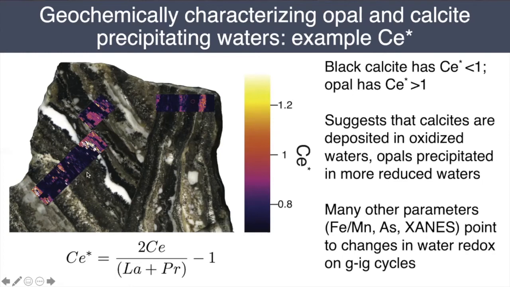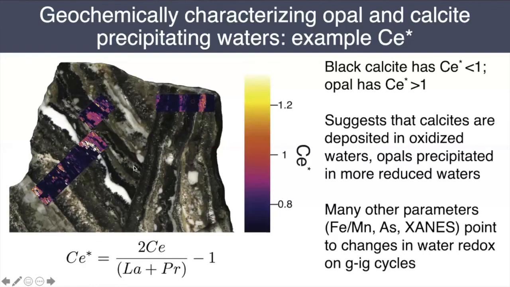And so as an example of our geochemical characterization of opals and calcites, here are some laser ablation maps. In this case, we're mapping cerium star, which is a way of showing our cerium anomalies. Cerium is a redox sensitive rare earth element. And so in oxidizing water, cerium will be depleted. That will be a cerium star value below 1. And in reducing environments, you can cause cerium to be enriched because you may source cerium from cerium-rich phases. And so as we can see, we have a really good correlation with low cerium star values for calcite, high cerium star values for opal.